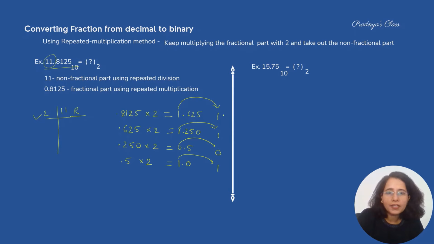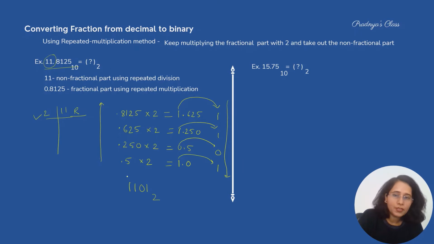Now we got these numbers. These we have to record in the reverse order. For the non-fractional part, we were recording the numbers from bottom to top. Here we have to record the numbers from top to bottom. So what did we get finally? It is 1, 1, 0, 1. So we got the conversion of 0.8125 to this binary value.